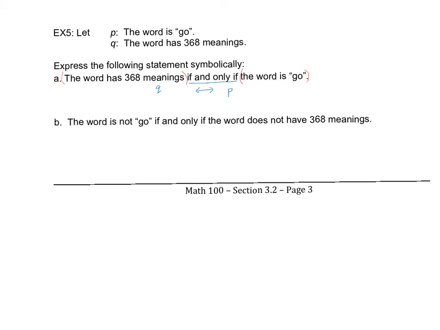Part B: the word is not go if and only if the word does not have 368 meanings. So the word is not go, that would be my not P, if and only if the word does not have 368 meanings. I have a does not in there, that would be my not Q.